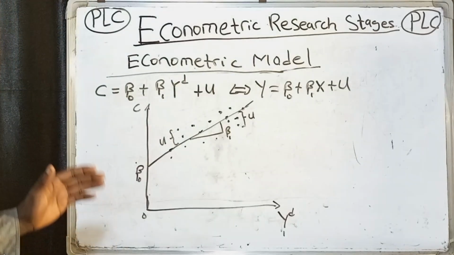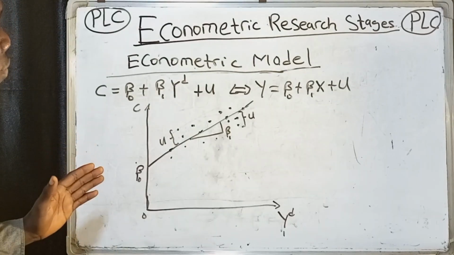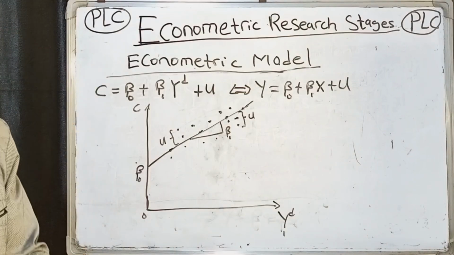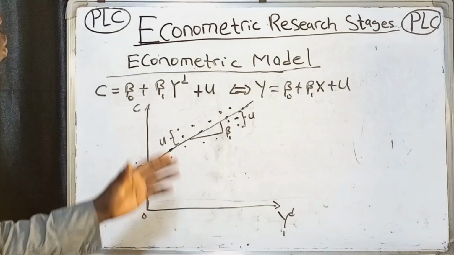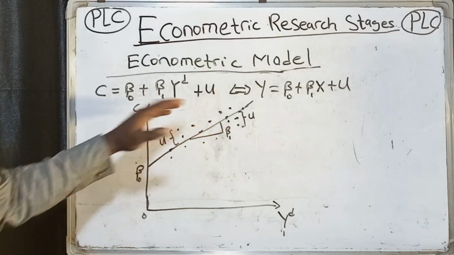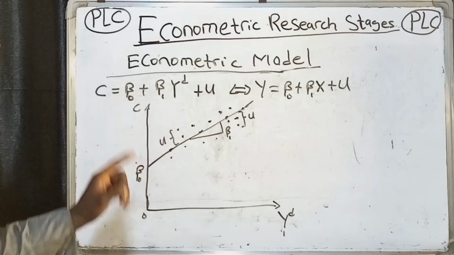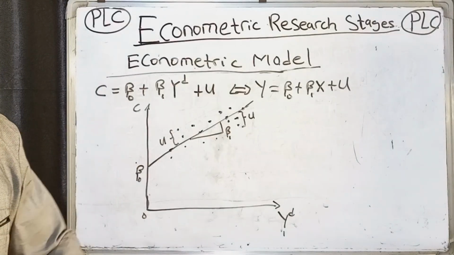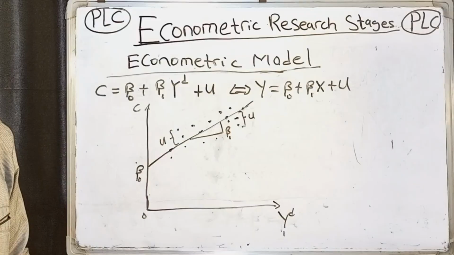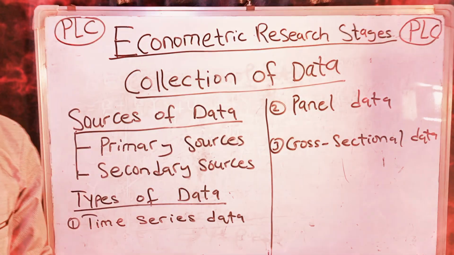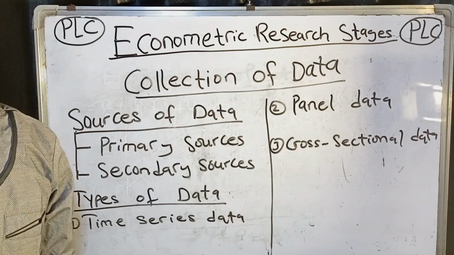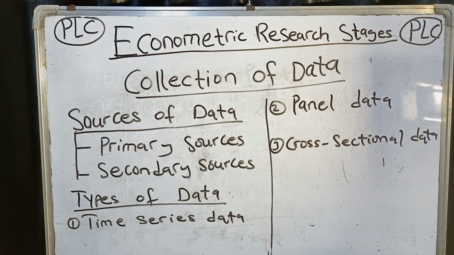To put it very simply, from your mathematical model to an econometric model, what you have to do is include your disturbance or error terms into the model. Then the model turns into an econometric model, which is ready for empirical analysis. The next stage after the specification of the econometric model is the collection of data.